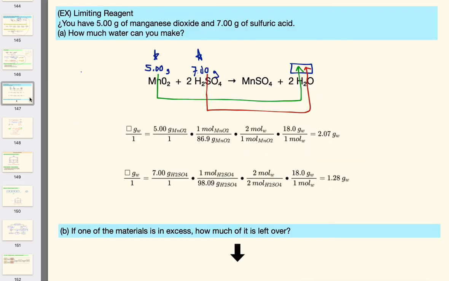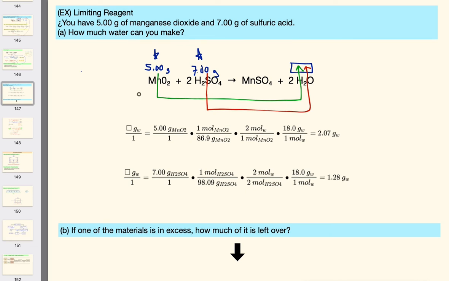So in essence, here's all you have. You just have a stoichiometry problem where you do it twice and pick the smaller number. That's as hard as limiting reagent really is, at least this version of it where you don't have to calculate excess. So let me walk you through that. These are also practice for what we've already learned, but we've gone over it so many times.